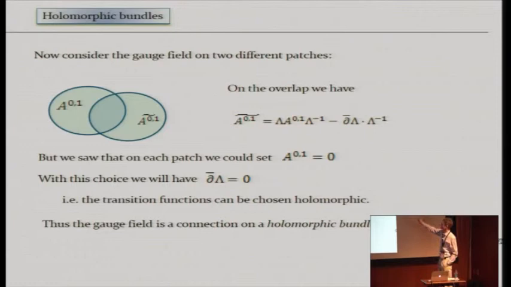So these transition functions, as you go from patch to patch, by these gauge choices, they have to be holomorphic. So there exists a set of transition functions which can be chosen holomorphic. That's called a holomorphic bundle. A holomorphic bundle is a bundle where the transition functions can be chosen holomorphic.